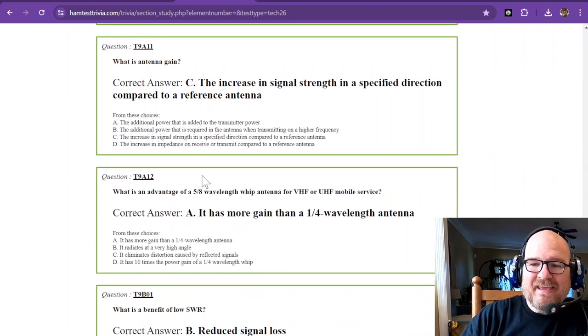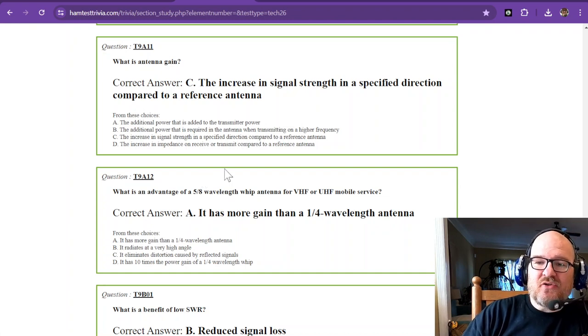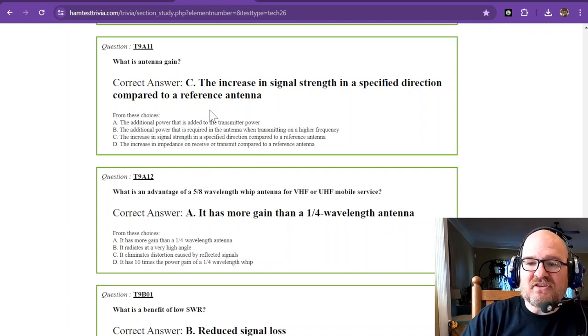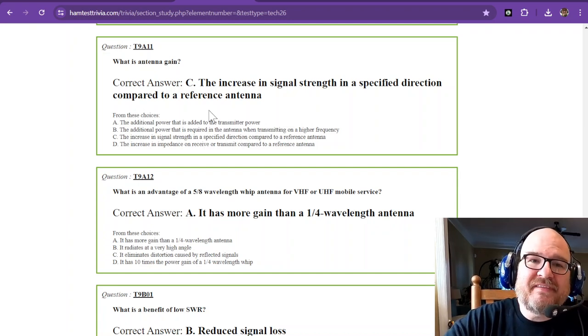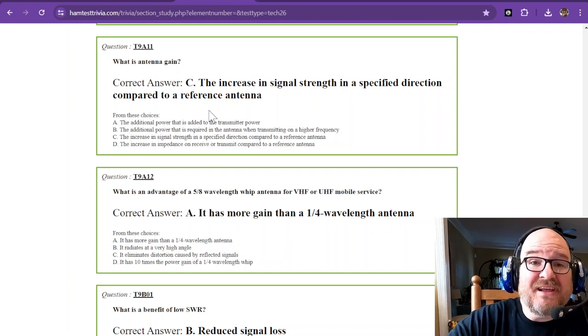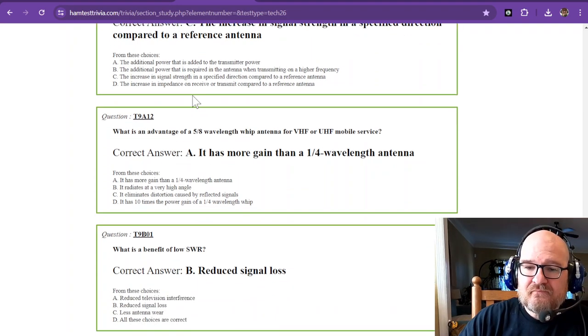What is antenna gain? Antenna gain is the increase in signal strength in a specified direction compared to a reference antenna. A lot of times the reference antenna would be an isotropic or imaginary antenna that radiates the same in all directions. And you'll see those signal strengths usually expressed in dBi, which is decibels in relation to an isotropic antenna. So antenna gain is increasing the signal strength in a specific or specified direction compared to a reference antenna.